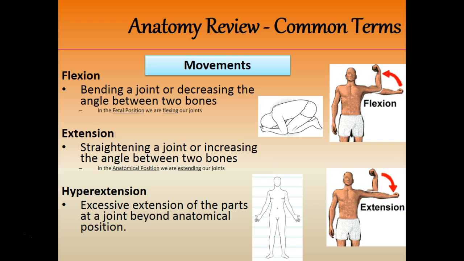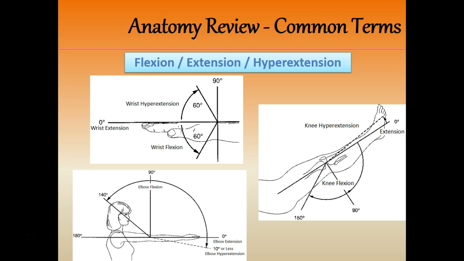Hyperextension, or what I call genu recurvatum or recurvatum, is excessive extension at the joints beyond the normative values and range. Okay. So here is already what I've described.